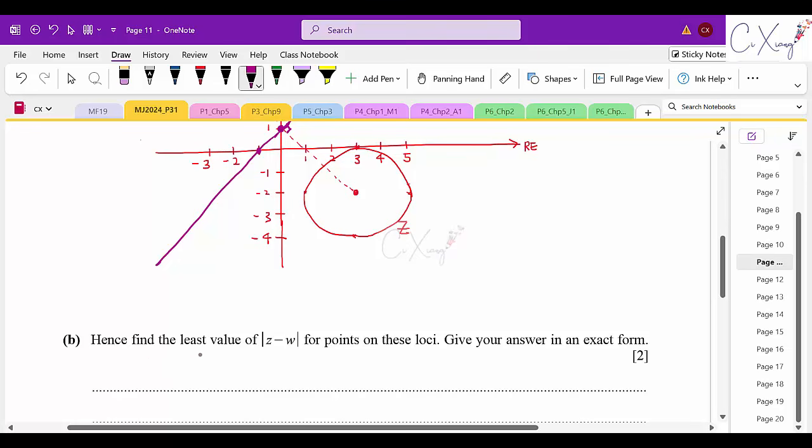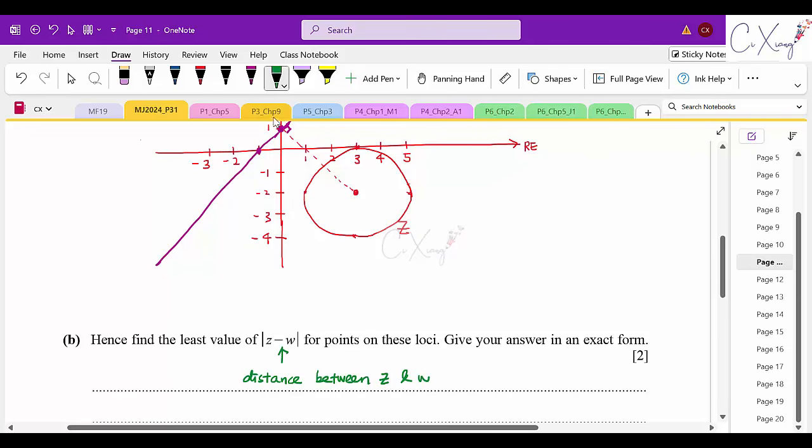Now they want us to find the least value of modulus of z minus w for points on this locus. What's the meaning of modulus of z minus w? Modulus of z minus w means distance. So z minus w means the distance between z and w.